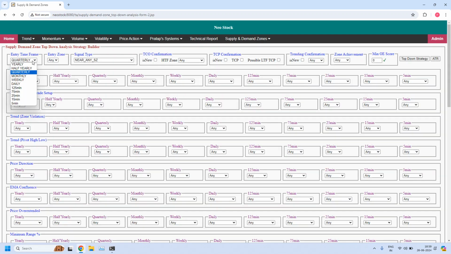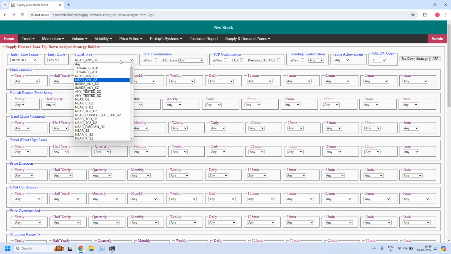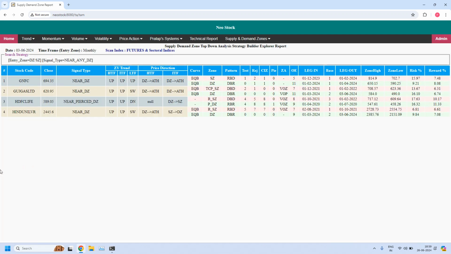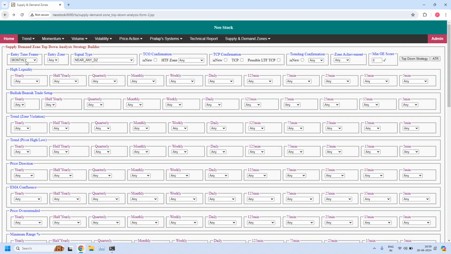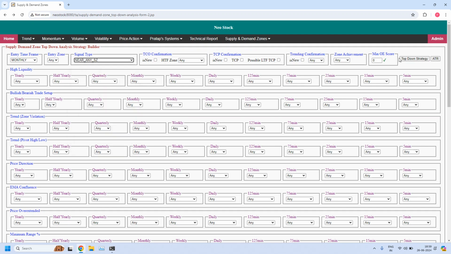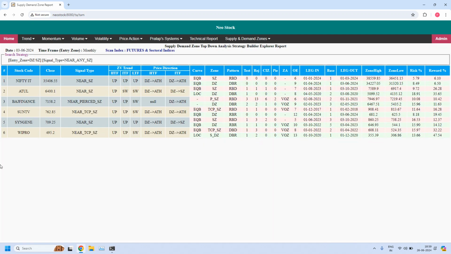So next time frame I am changing to monthly. Let us find the stocks near monthly demand zone. 4 stocks are filtered. For monthly time frame, let us find the stocks near monthly supply zone. 6 stocks are filtered.